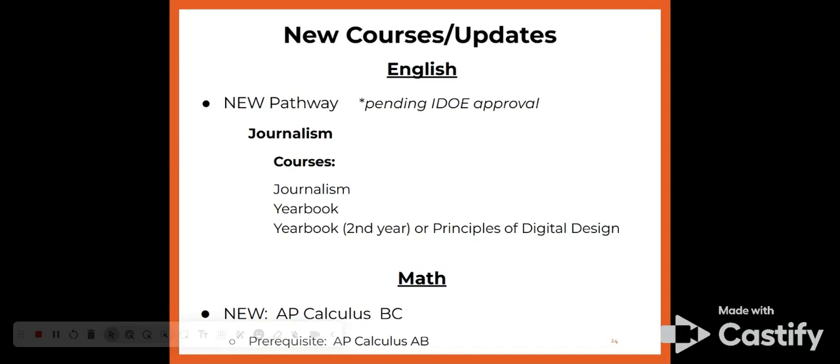In the English department, we are hoping to add journalism to our list of career pathways. That is still pending Indiana Department of Education approval, but if that gets approved, the career pathway will include journalism, yearbook, and then for the 3rd year, students can choose between a 2nd year of yearbook or taking principles of digital design.